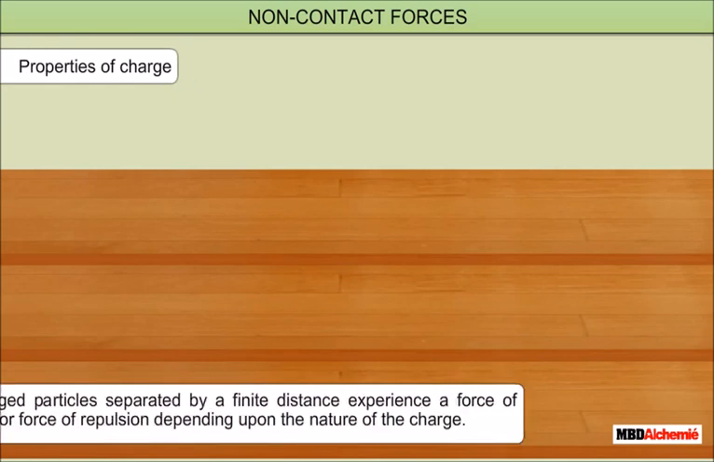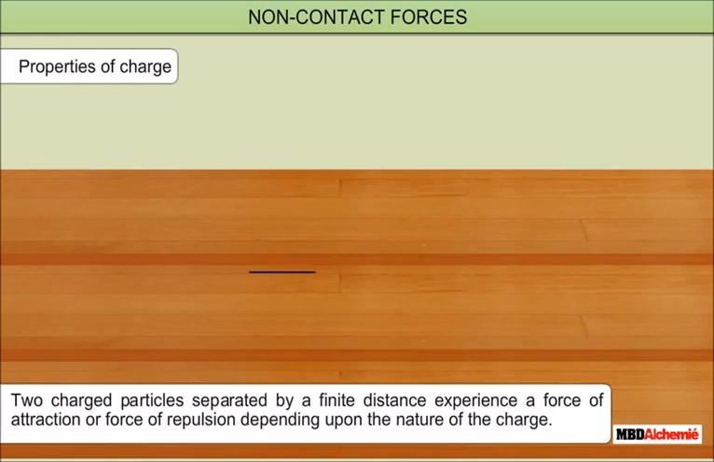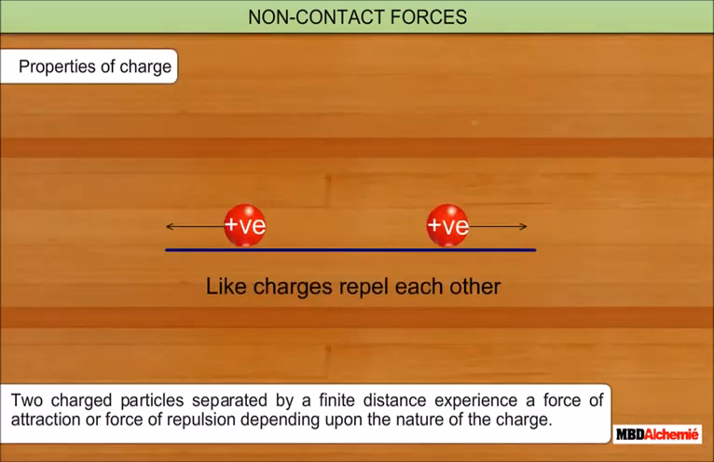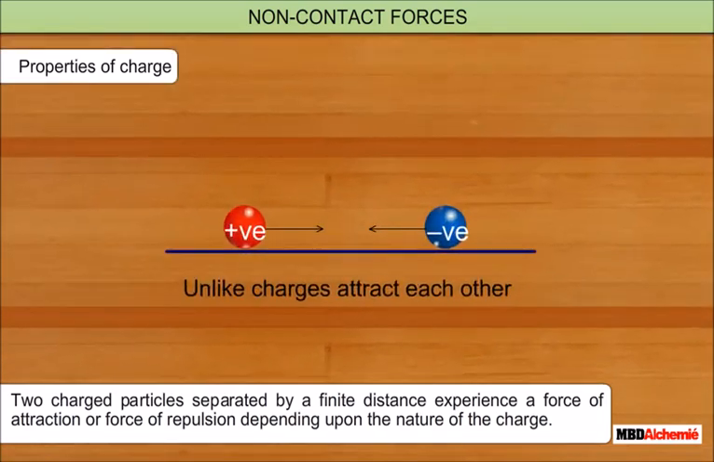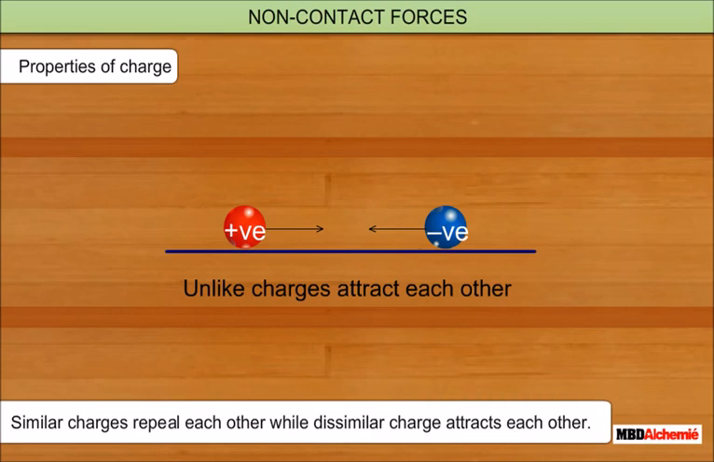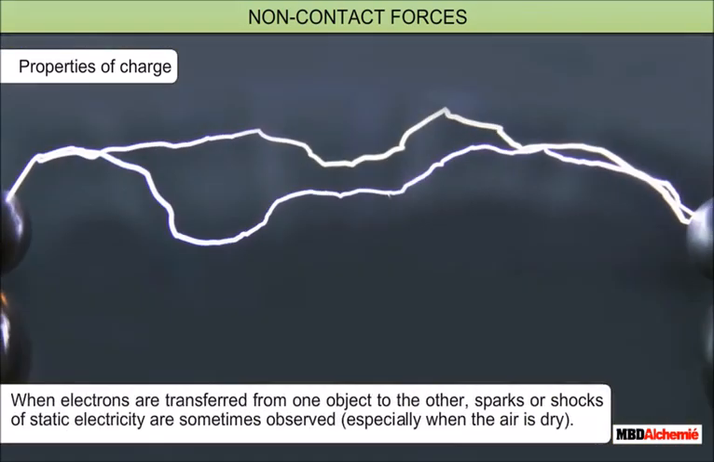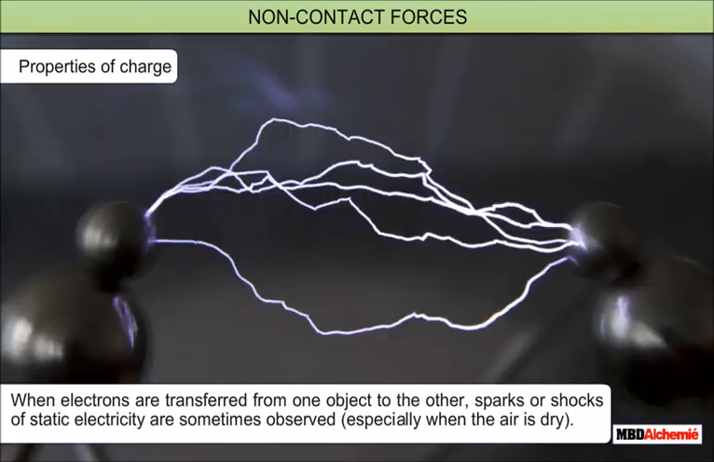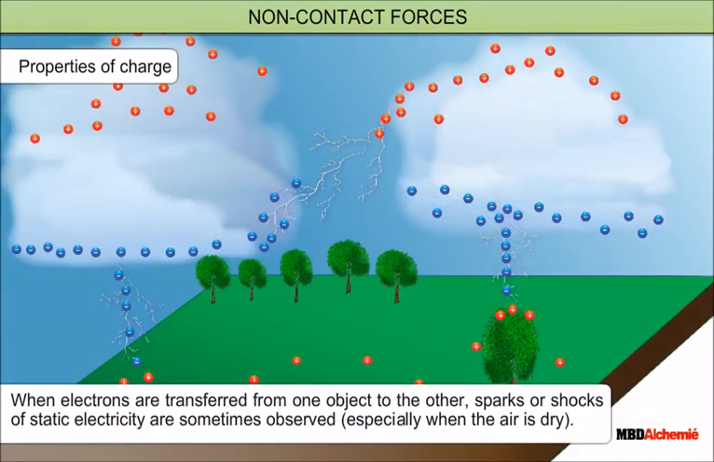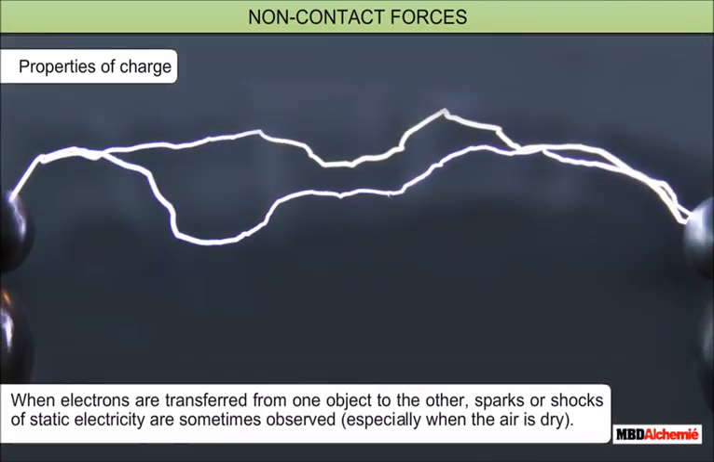Properties of charge. Two charged particles separated by a finite distance experience a force of attraction or force of repulsion, depending upon the nature of the charge. Similar charges repel each other, while dissimilar charges attract each other. When electrons are transferred from one object to the other, sparks or shocks of static electricity are sometimes observed, especially when the air is dry.